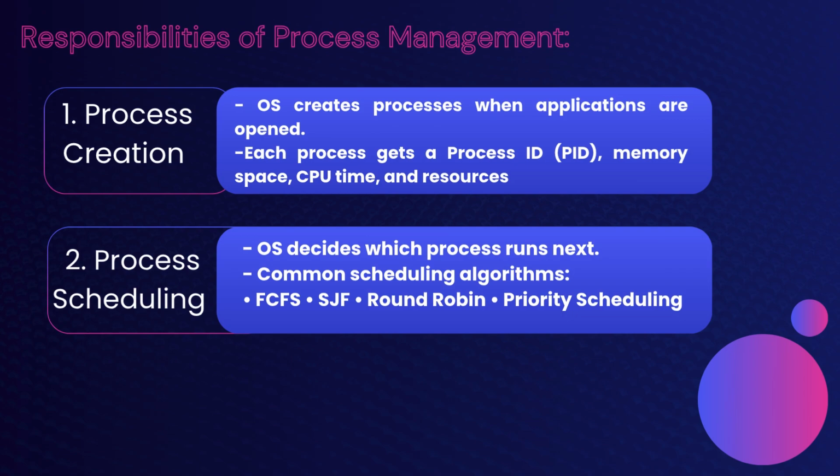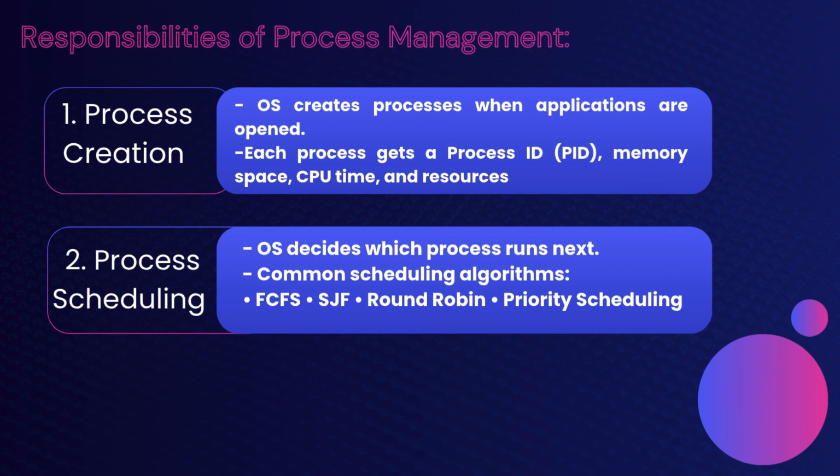First, we have process creation. Process creation means that the operating system creates a new process whenever you open an application. For example, when you open Chrome or a game, the OS creates a process for it to run. Each process receives a process ID or PID, memory space, CPU time, and other resources needed to work properly. In short, process creation is the OS preparing everything so the program can run smoothly.